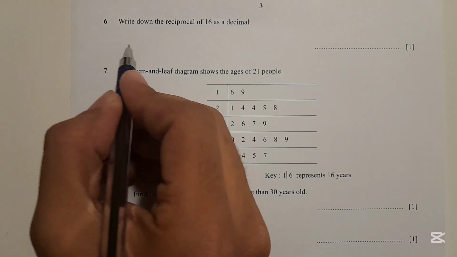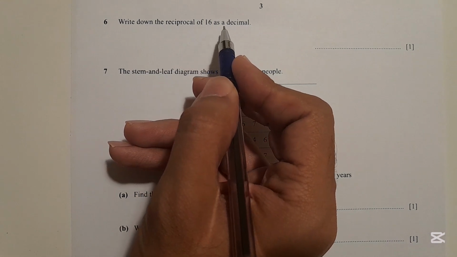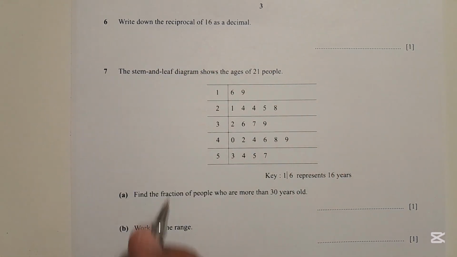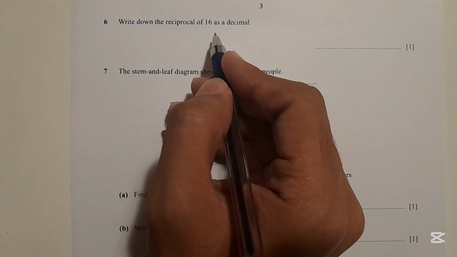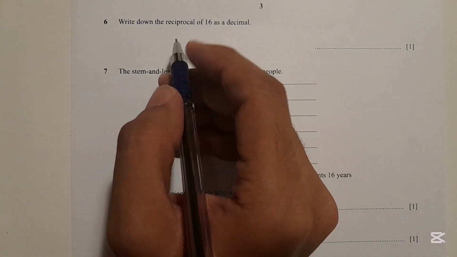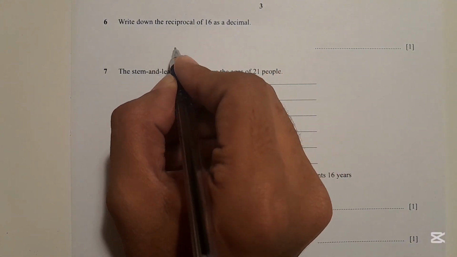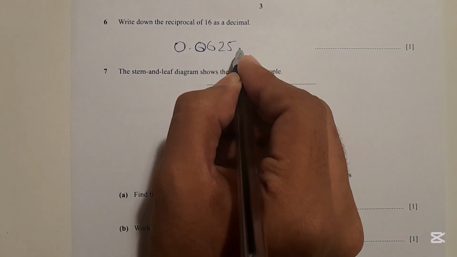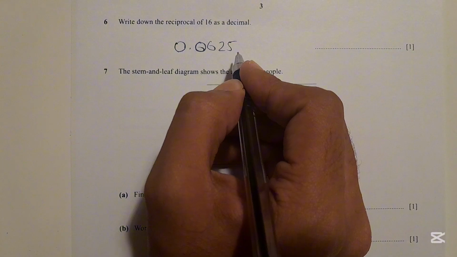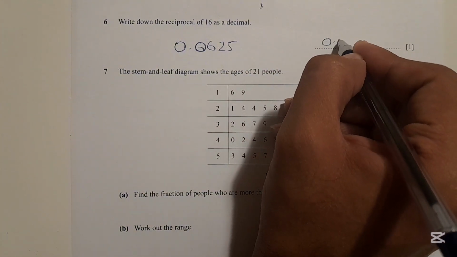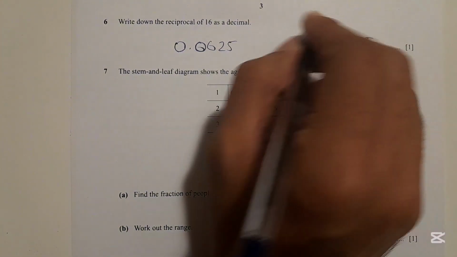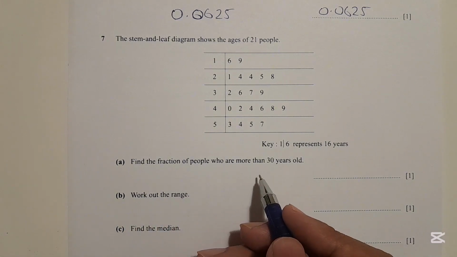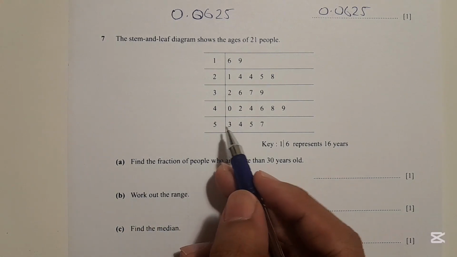Question 6 states write the reciprocal of 16 as a decimal. So what we will do is write the reciprocal of 16 as a decimal. So the reciprocal will be 0.0625 as a reciprocal of 16. So 0.0625.